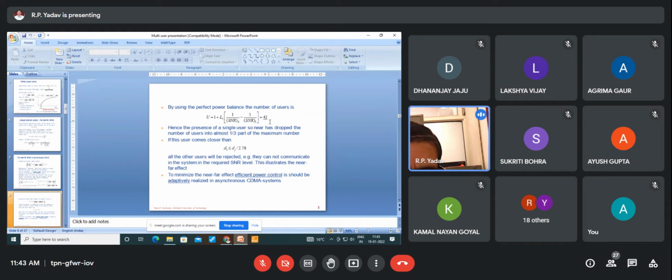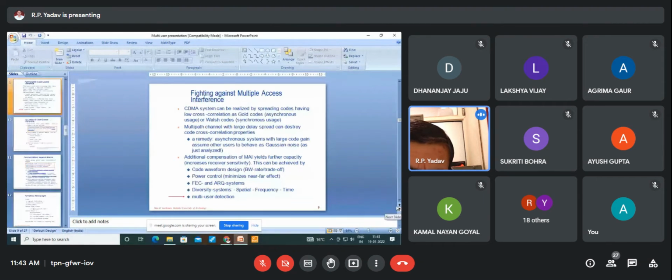The user who is away from the base station may not be entertained, and his call may be lost because of the interference by the fellow who is very near to the base station and transmitting so much power. To minimize the near-far effect, efficient power control should be applied adaptively. I think that perhaps all of you know that.